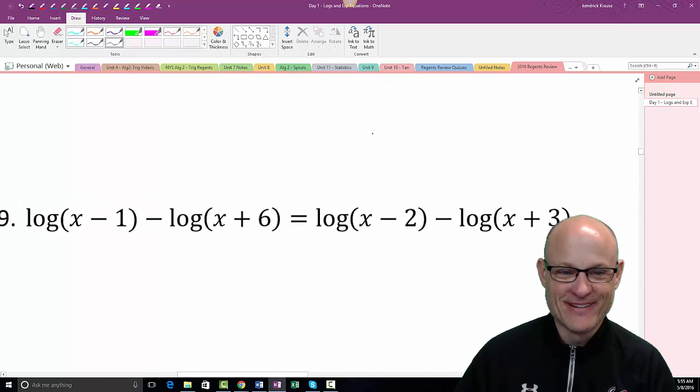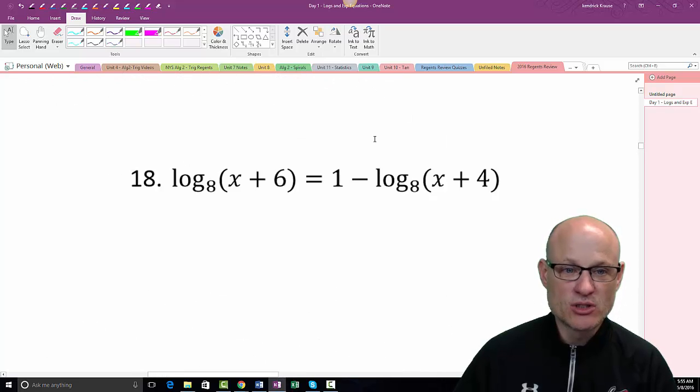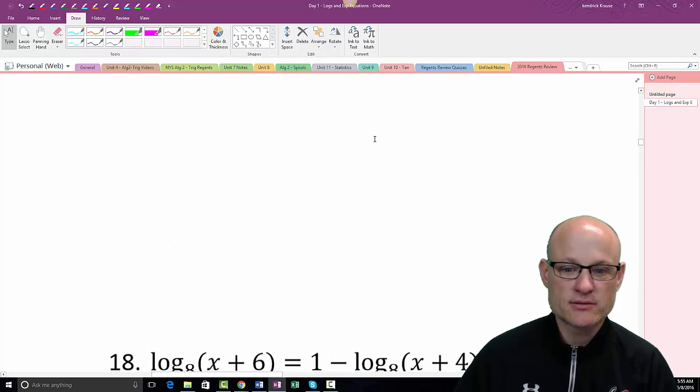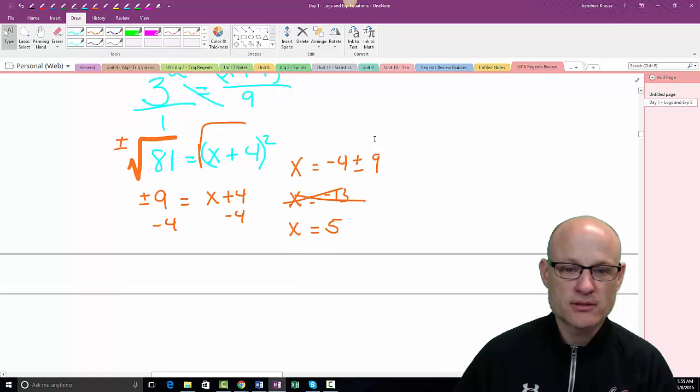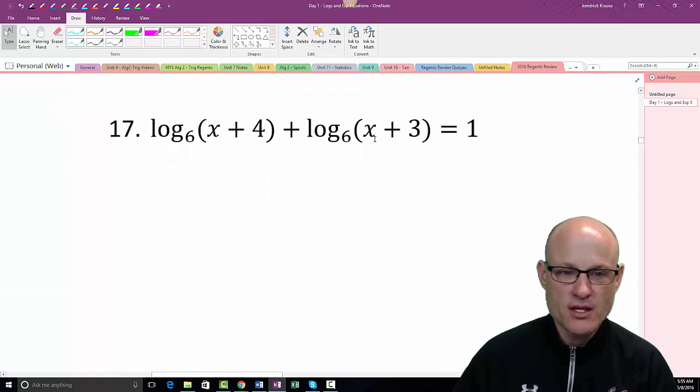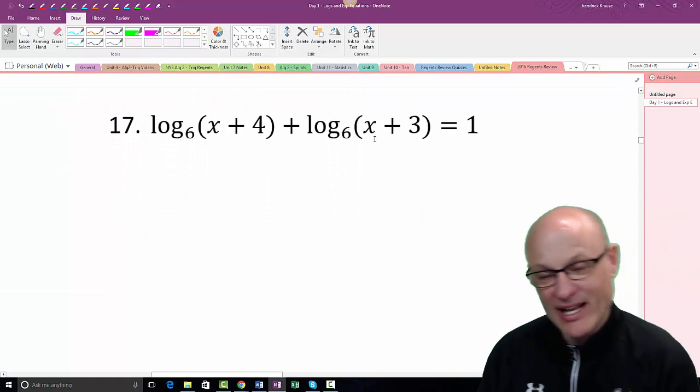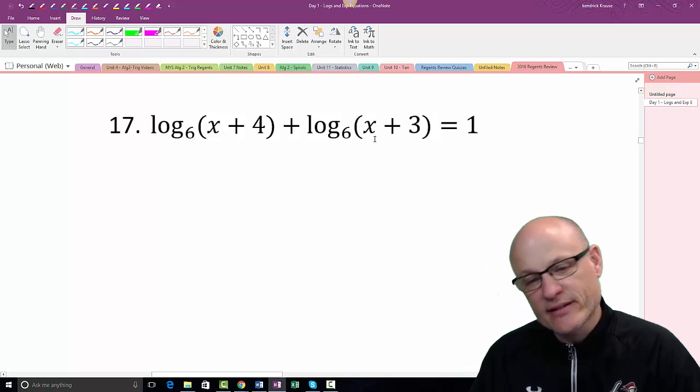Holy mackerel, that one looks so scary. We'll come back to it. All right, let's condense, because we like to condense. We're the condensers. We're the condensing people.